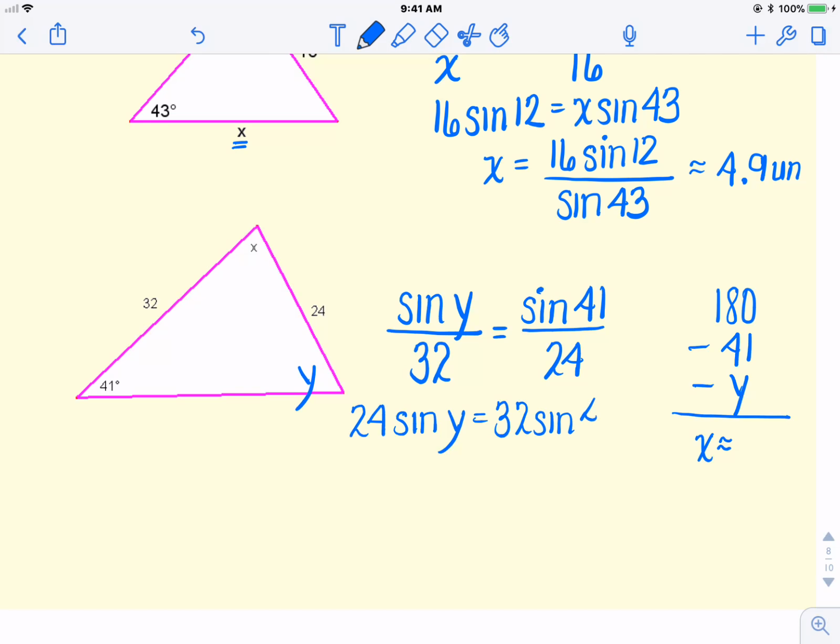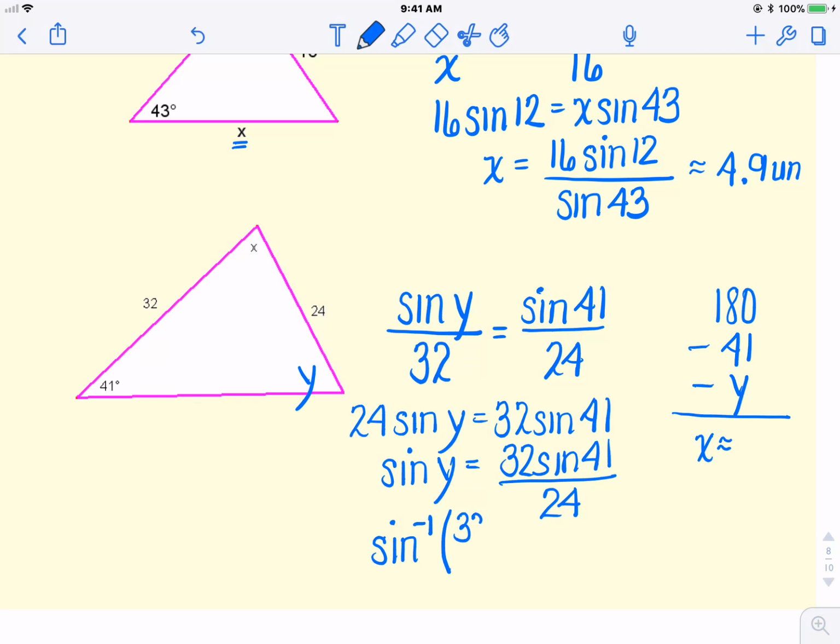Again, notice I've put no approximate values in here. Dividing both sides, I'm going to get that sine of y is 32 sine of 41 over 24. And I could go to my calculator and get the right-hand side of that as a decimal if I'd like. But now I need to actually get the angle measure for y. So just as I would do in right triangle trig, if I have the ratio for sine, I'm going to use sine inverse of my ratio, whatever that value was in its exact form, to find my angle measure for y.